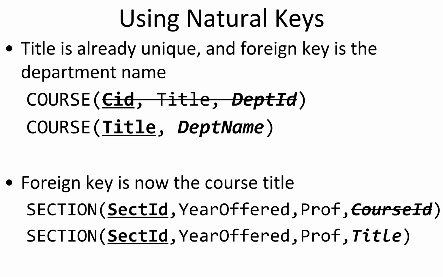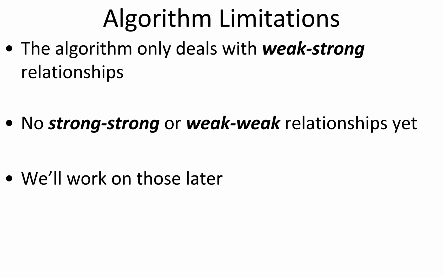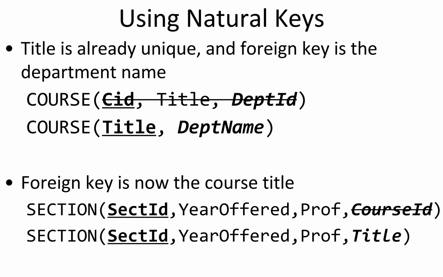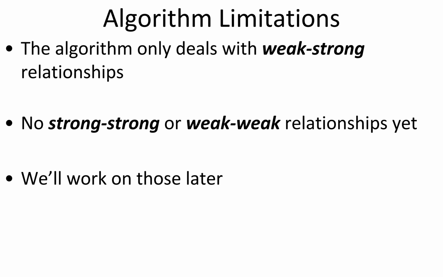Same thing for the section. No longer do we need to use the course ID, the artificial one. Instead, we can use the title of the course as our foreign key that refers to the course. So you would go on and make these changes to better represent the data that you have and not keep track of unnecessary artificial keys or values.